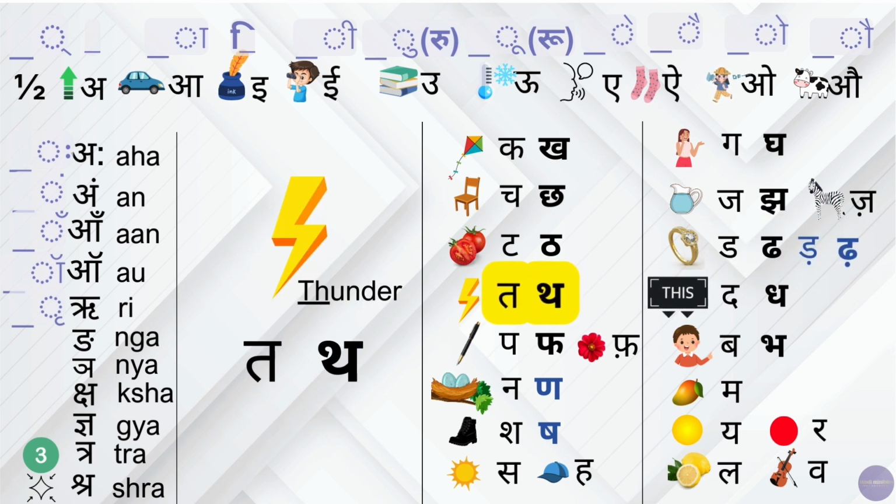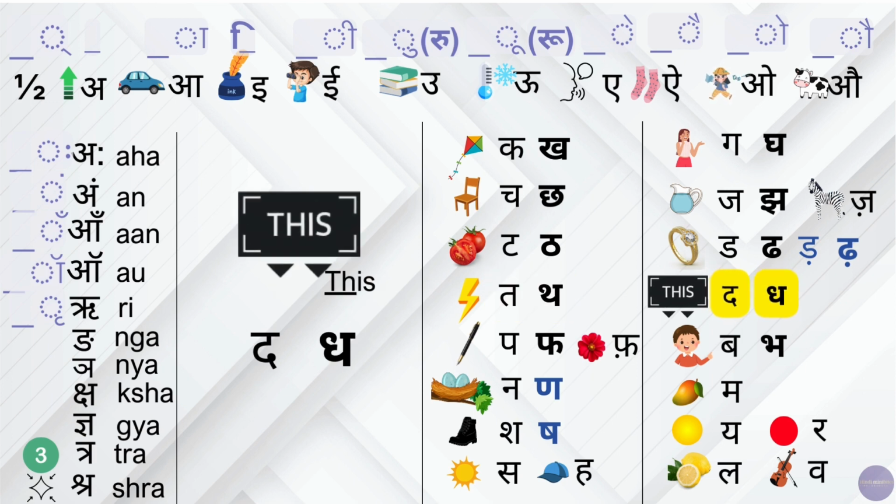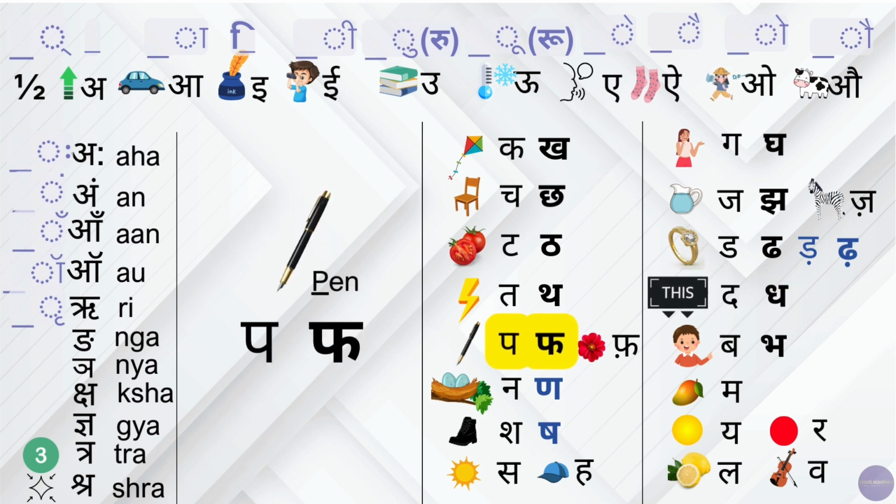Thunder is related to 2 letters, th, th. Forceful th sound is highlighted in bold. So it's the, th. This, the, dh. I repeat, the, dh. Pen, p, ph.